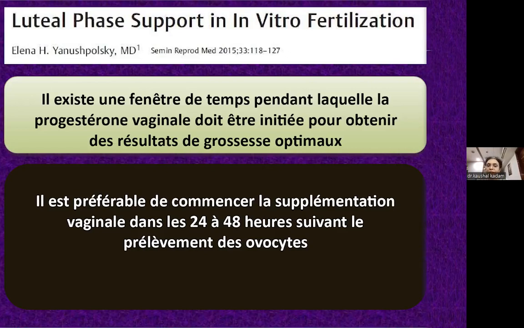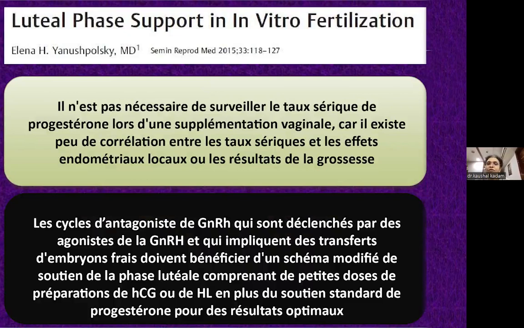And vaginal supplementation is best started within 24 to 48 hours after oocyte retrieval. There is no need for serum progesterone level monitoring with vaginal supplementation, as little correlation exists between the serum levels and local endometrial effects or pregnancy outcomes. So you actually don't need to do it during the luteal phase. You do not need to measure the progesterone levels. You can still do the progesterone level along with the pregnancy test.